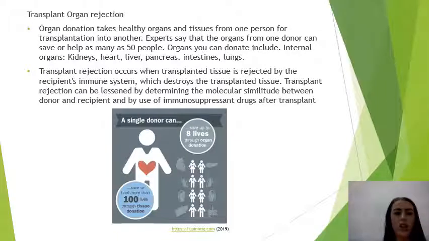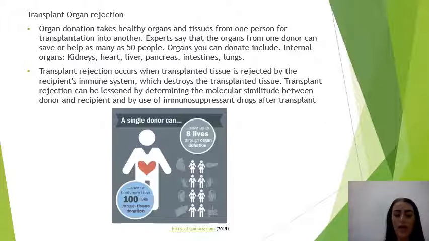What is organ donation? Organ donation takes healthy organs and tissues from one person for transplantation into another. Experts say that organs from one donor can save or help as many as 50 people. Organs that you can donate include internal organs such as kidneys, heart, liver, pancreas, intestines and lungs.